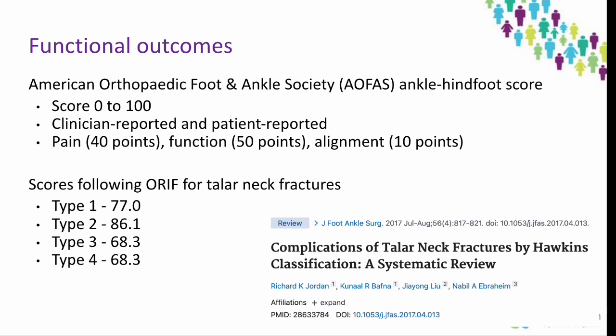And one study showing scores following ORIF for talar neck fractures demonstrated that the scores were relatively high, with the best outcomes being in the type 2 fractures, interestingly, as opposed to the type 1, which are the undisplaced fractures.